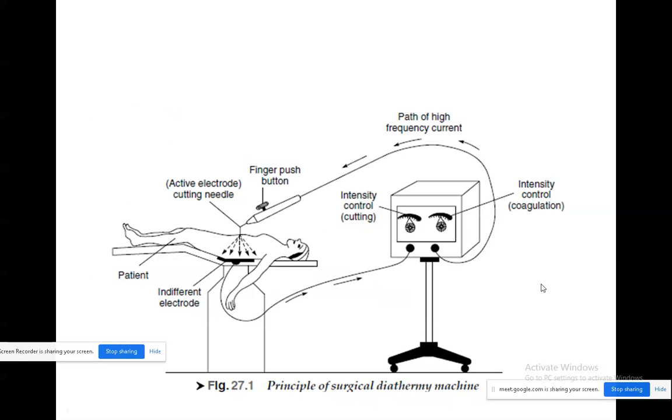You may wonder what cutting and coagulation are. Coagulation is nothing but stopping the bleeding. That means your blood is in liquid form, and that liquid form will be converted into a semi-fluid or semi-solid form. Converting it into a semi-solid form is the coagulation process.